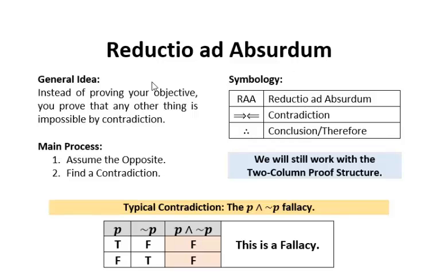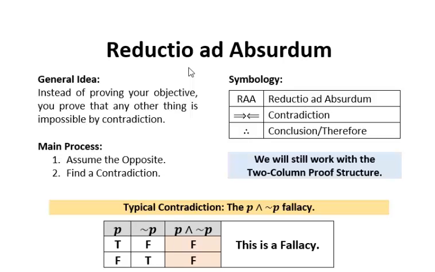Okay, in this video we're gonna see how to solve some exercises related to the topic of Reductio Ad Absurdum. Reductio Ad Absurdum is one of the indirect methods for writing proofs of the axiomatic method.